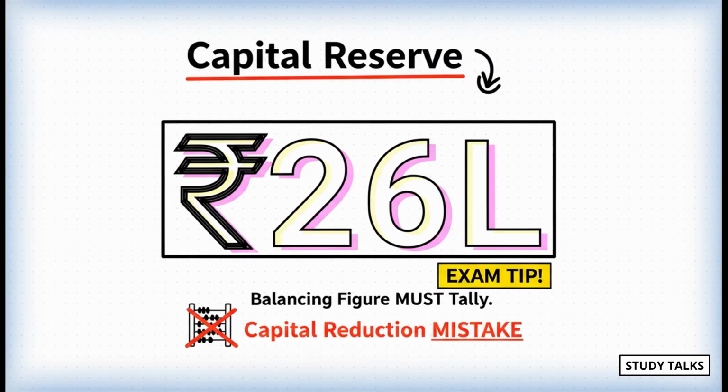And listen, this is a non-negotiable rule. The balance in the capital reduction account is a capital profit, so it must be transferred to capital reserve. This is a super important checkpoint in your answer. If your account doesn't tally and you miss this, that's exactly where you lose easy marks in the exam.